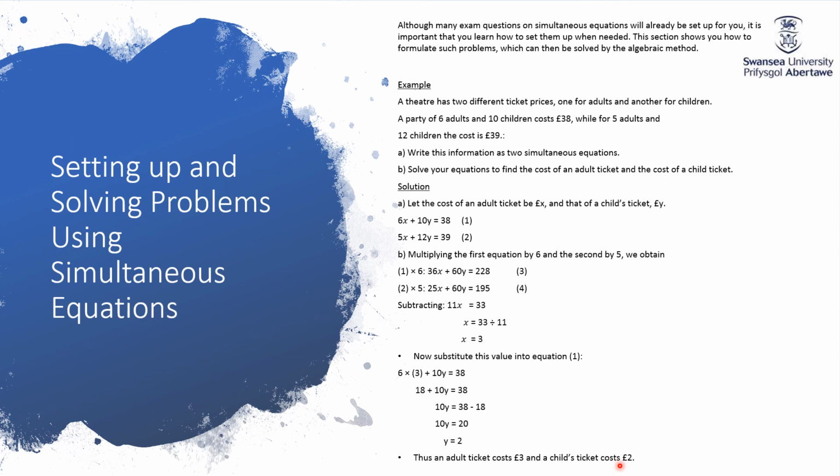All that's left to be done is to substitute these values into equation 2. So try that now at home to make sure I've got the right answers for an adult ticket and a child ticket. That concludes part 2 of lecture 3, and it also concludes this lecture.